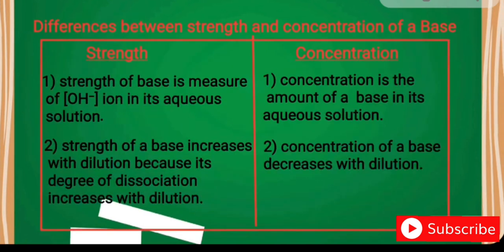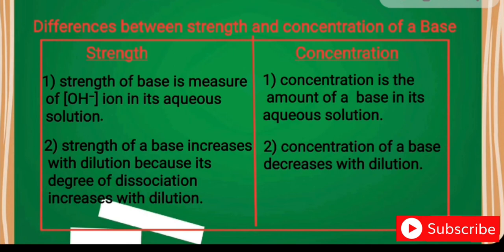Now let us see the difference between the strength and the concentration, because children mostly confuse the strong base and the concentrated base. A strong base may be concentrated or may be dilute. Strong bases are not always concentrated, and concentrated bases may or may not be strong. A strong base has its dilute form also, and it has its concentrated form.